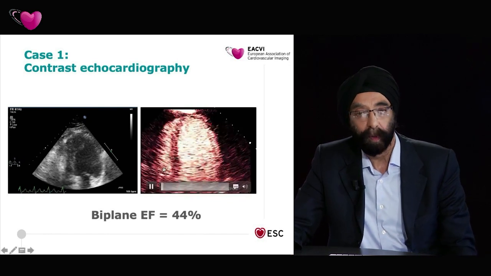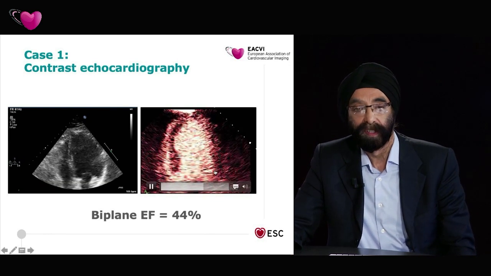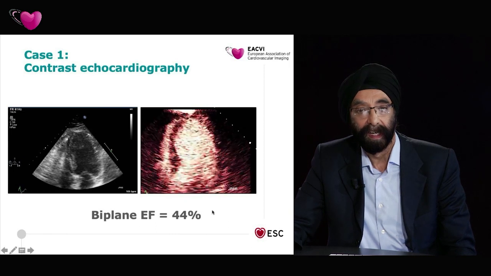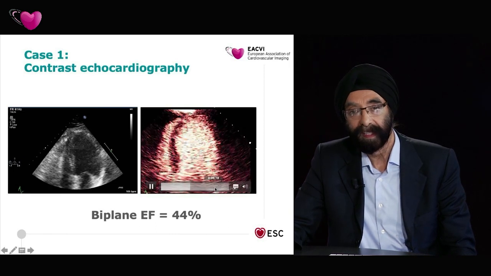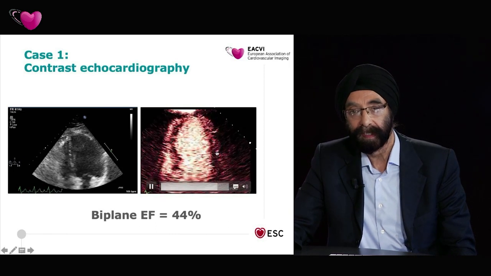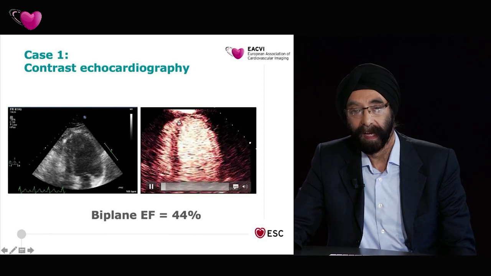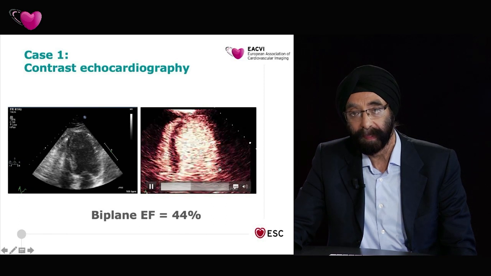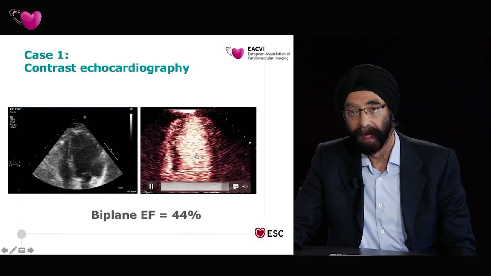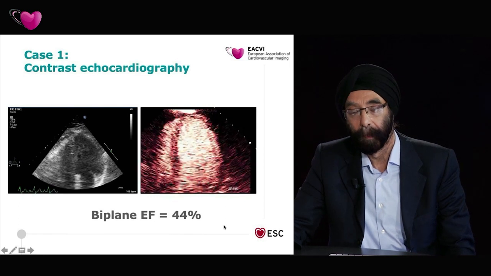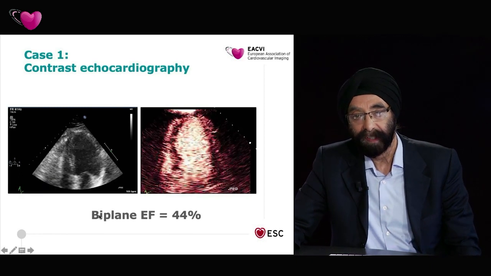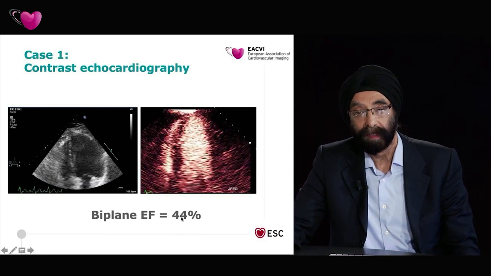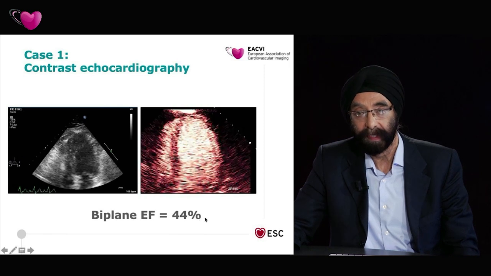So this is precisely what we did, and the image on the right shows you the contrast-enhanced views. Now you can see the lateral wall very nicely. You can see the apex very nicely, and the septum. You note again, the left ventricle is mildly dilated, but the lateral wall contracts well, and the septum is desynchronous. The biplane ejection fraction using contrast was mildly reduced at 44%.